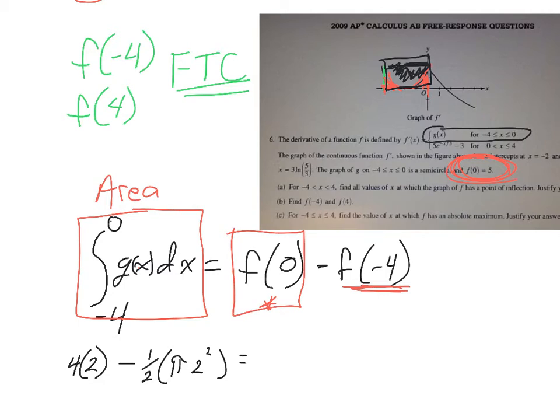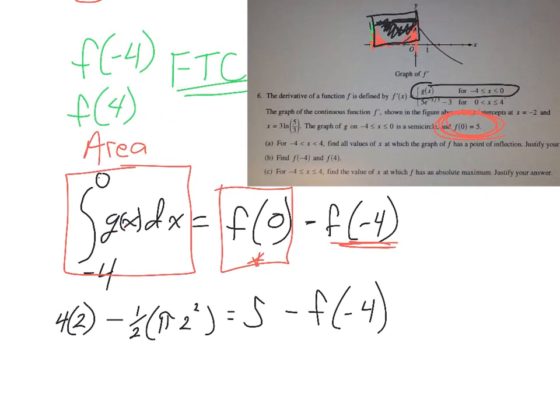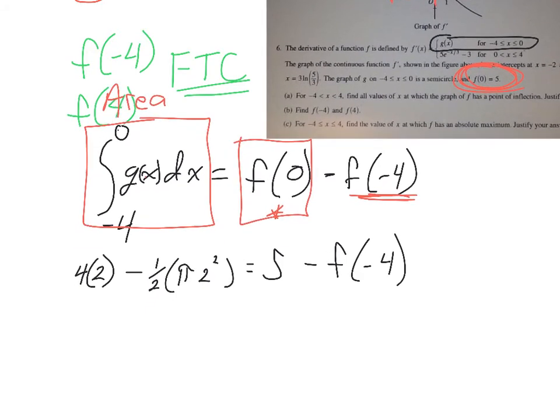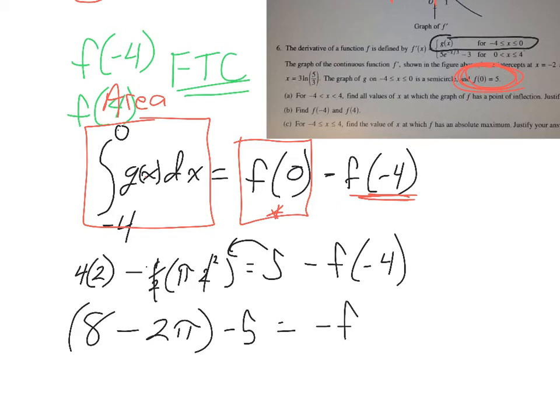We know f of 0 is 5, and then minus f of -4. So now it's just a matter of solving this integral and finding f of -4. Okay, so going back over here, we're going to get 8 minus, well, this is 4, but then we're going to cut that in half, so that's actually 2 pi. I'm going to move this over, so minus 5, and that is negative f of -4.